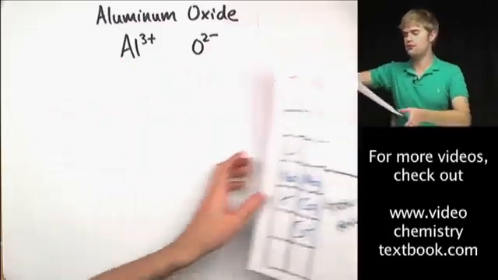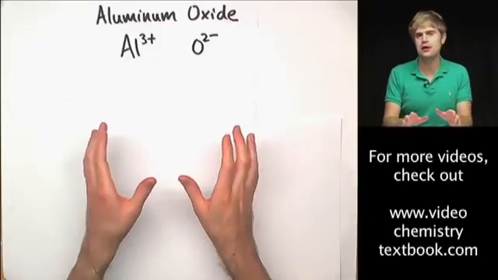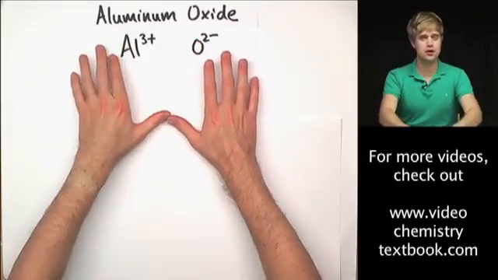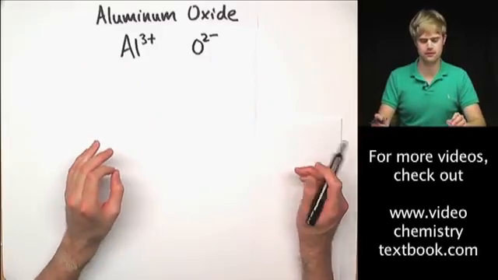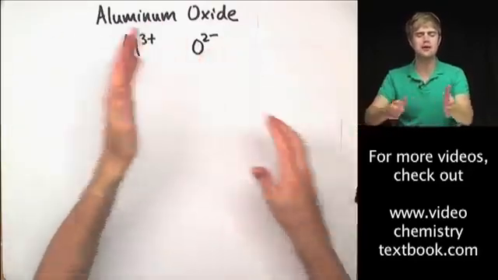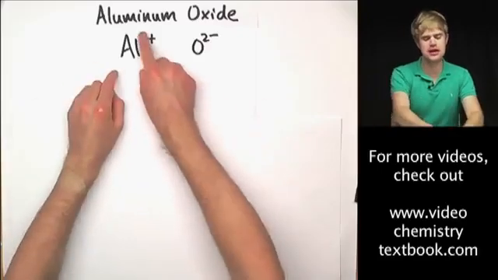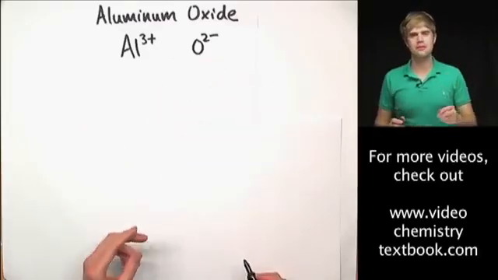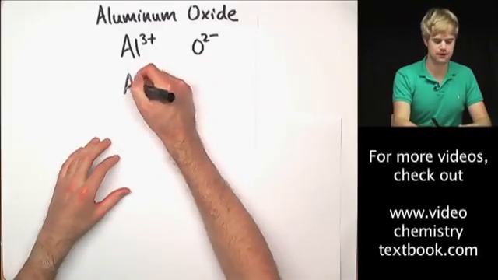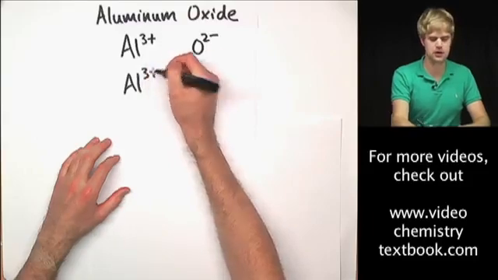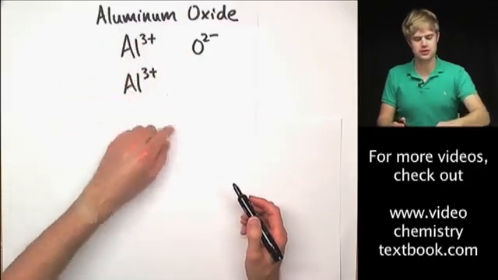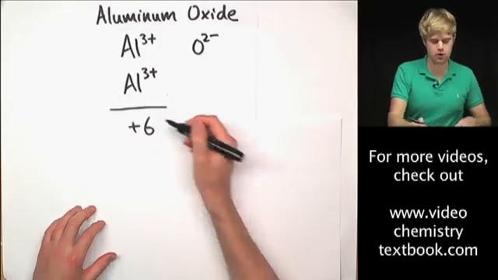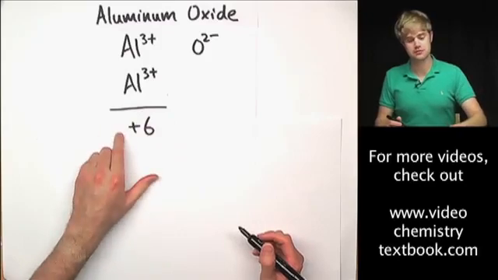Al3 plus, O2 minus. Now I need to figure out how many of each of these atoms I need for the charges to balance out. And this example is a little bit trickier than the ones before. How are we going to be able to add atoms to get the same number of positive and negative charge? Let me give you a hint. We're going to start by adding another aluminum atom in here, or aluminum ion to be precise. So now I have 3 plus here and 3 plus here. Each aluminum atom has a charge of 3 plus. So I have a total of 6 plus.